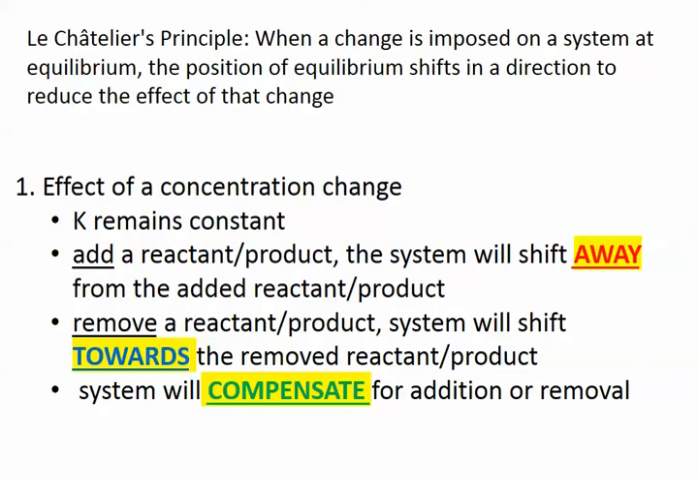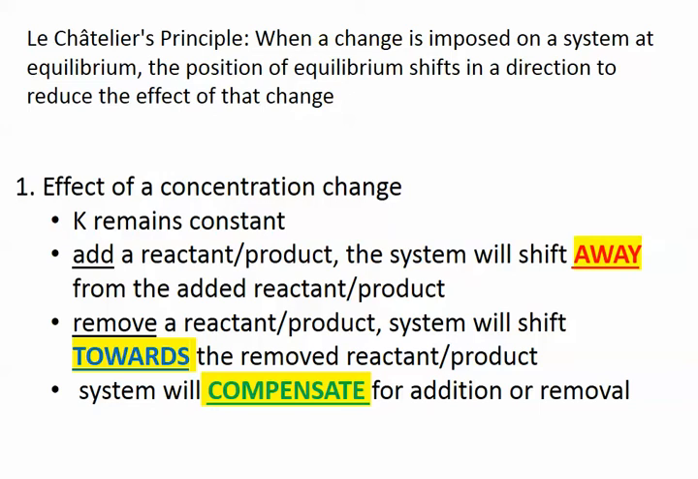So when a change happens to a system at equilibrium, the position of the equilibrium shifts in a direction to reduce the effect of the change. So let's think of this from your perspective for a minute. Let's say you're stressed. If you're stressed, there's something that you do to compensate for that. Some people maybe go for a run, or some people maybe read a book. There's lots of things that you can do to reduce your stress level. The equilibrium in a chemical reaction is going to do the exact same thing. It's going to do something to minimize the effect of the stress that is applied to the system.